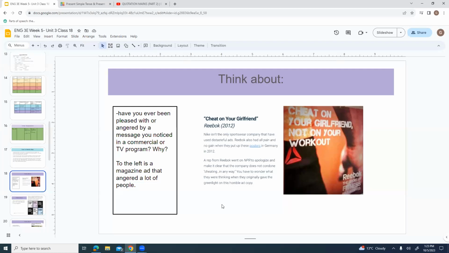2012. Nike isn't the only sportswear company that's used distasteful ads. Reebok had all the pain and no gain when they put up these posters in Germany. A rep from Reebok went on NPR to apologize and made it clear that the company does not condone cheating in any way. You have to wonder what they were thinking when they originally gave the green light on this horrible ad copy. See, I find myself wondering, is this a case where there were no girls in the room going, hey, that's really rude? Was it just a bunch of guys going, hey, that's really funny? All right.